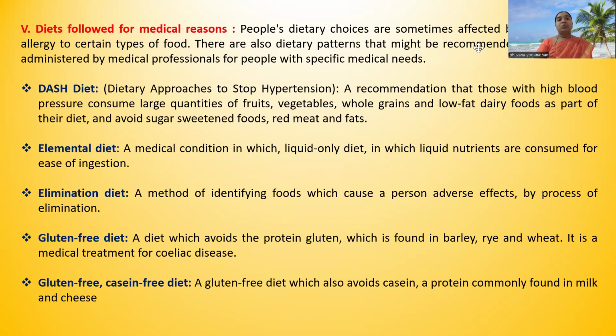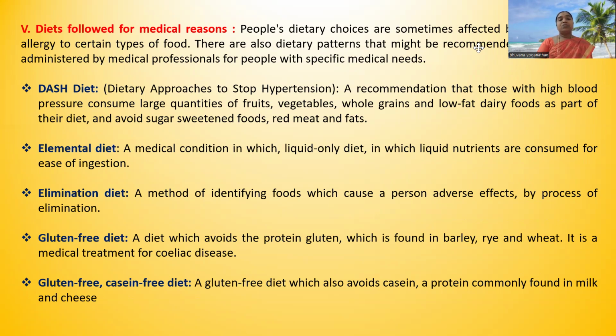The recommendation for those with high blood pressure is to consume large amounts of fruits, vegetables, whole grains, and low-fat dairy as part of their diet, and to avoid sugars, sweetened foods, red meats, and fats. The elemental diet, for a medical condition, is a liquid diet, only liquid. In this, liquid nutrients are consumed for ease of digestion.